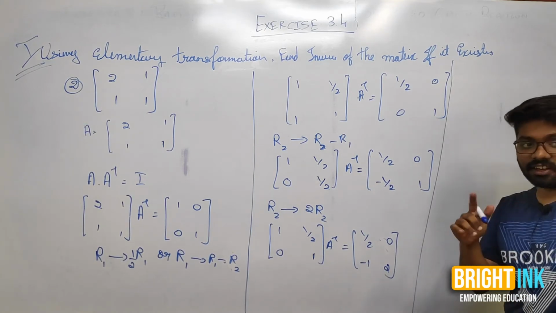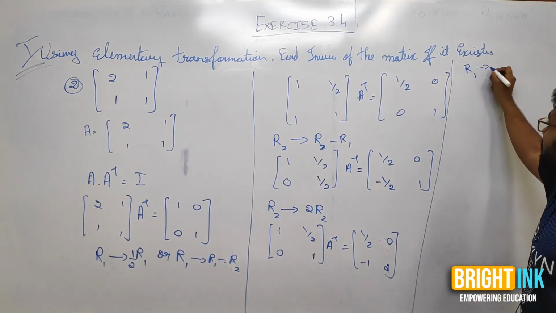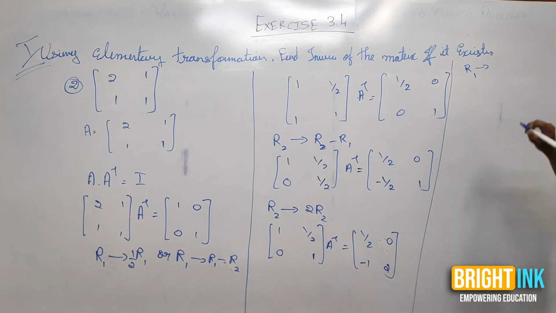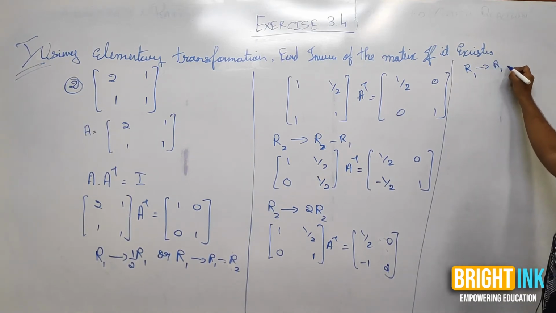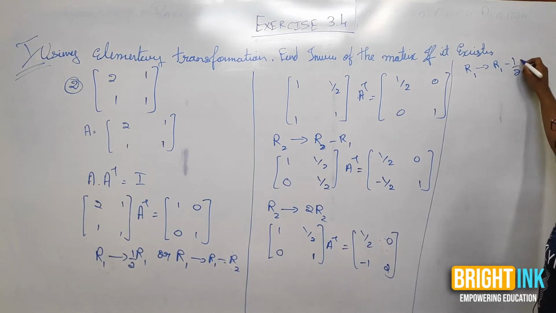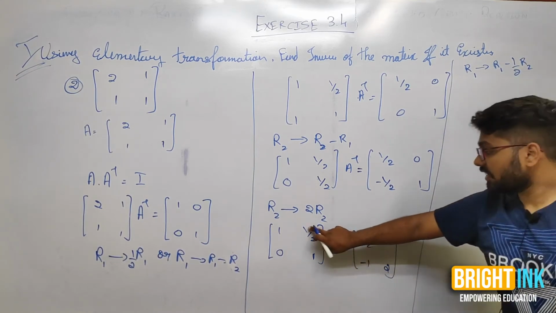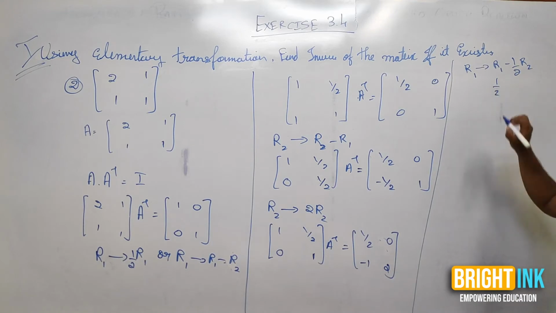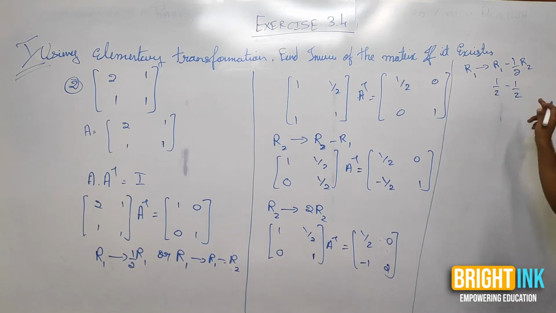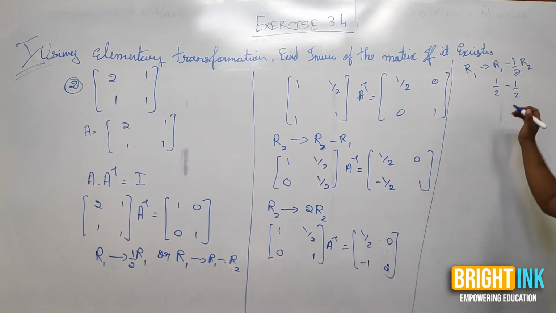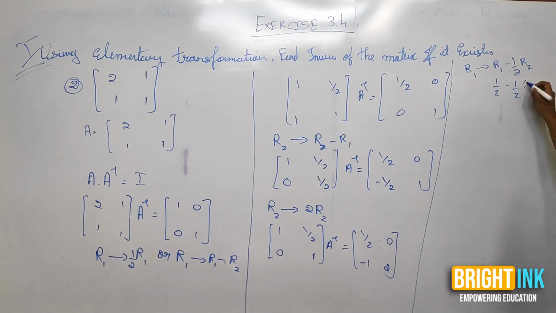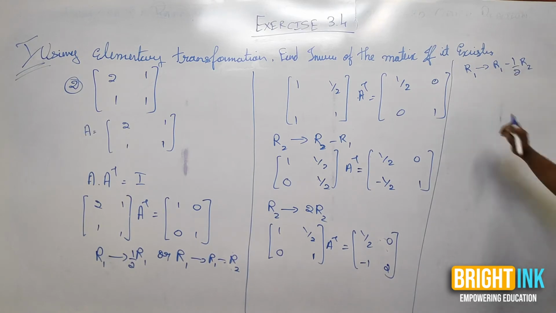So how will you get that? See, R1 changes to 1 by 2, right? You have to get R1 changes to R1 minus 1 by 2 R2. See, R1 changes to R1, that is 1 by 2 minus 1 by 2. What is R2? 1. So therefore R2 is what? 1, no? So 1 by 2 minus 1 by 2? 0. Okay? So this is how you apply.